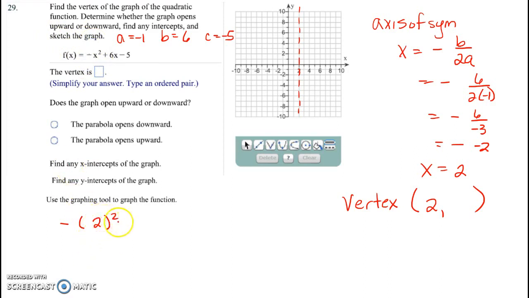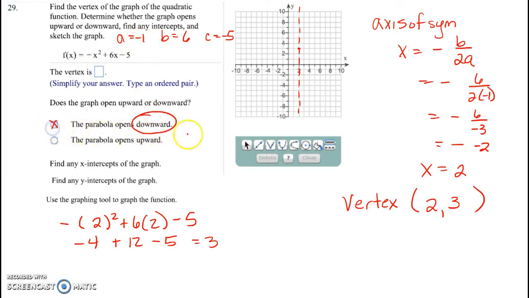So I'm going to drop in 2 for my x, square it, and then make it negative, plus 6 times 2 minus 5. That's going to be negative 4 plus 12 minus 5. Negative 4 plus 12 is 8. 8 minus 5 is 3. 2 comma 3. 1, 2, 3. Right there's my vertex. Because a is negative, this is going to open downward. My parabola opens downward.